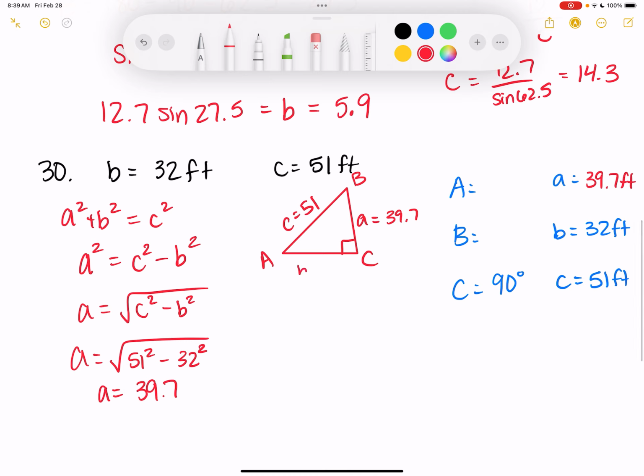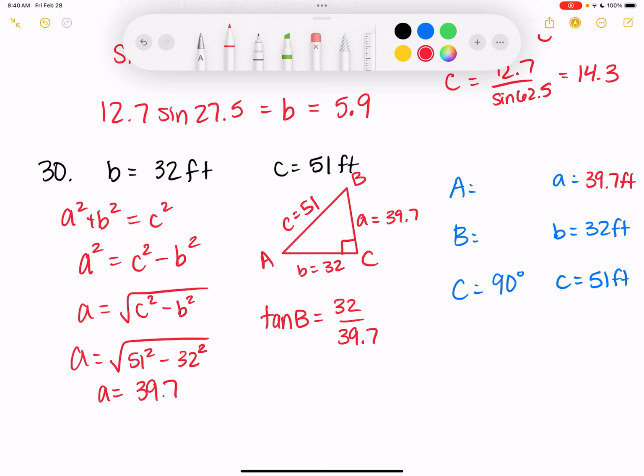All right, so you said to solve for angle B first. So what trig function do you want me to use? Because you can take your pick. It does not matter. Pick your favorite one. Tangent. All right. So the tangent of B equals, so B is up here, so opposite 32 over adjacent is 39.7.